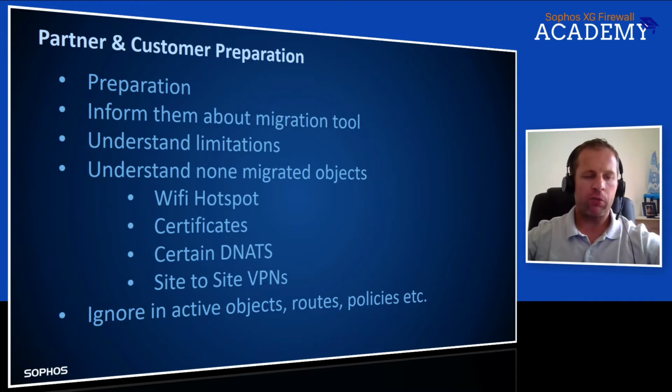Another thing within the preparation that was key for this customer and partner was to ignore inactive objects. There were a lot of routes and policies created in the SG, because normally these SGs have been in environments for many years. This SG has been floating in this environment for more than 3 years, and a lot of objects were created and no firewall cleanup was done. So a lot of these objects weren't being used, a lot of the routes weren't being used, and there were also some policies that were created and never used.